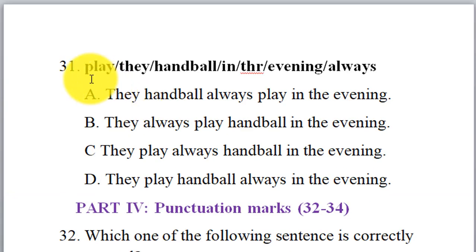Question number 31. Play the handball in their evening always. Yeah. What's the subject here? They. So every distractor begins with the subject they. Alright? There is an adverb of frequency here.